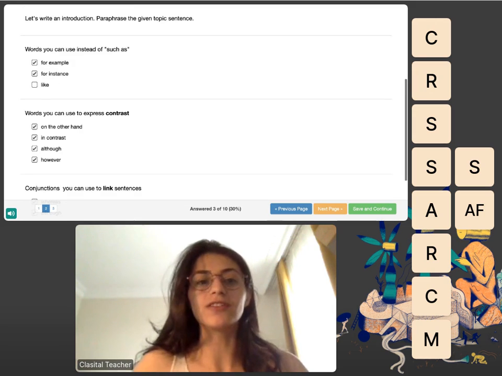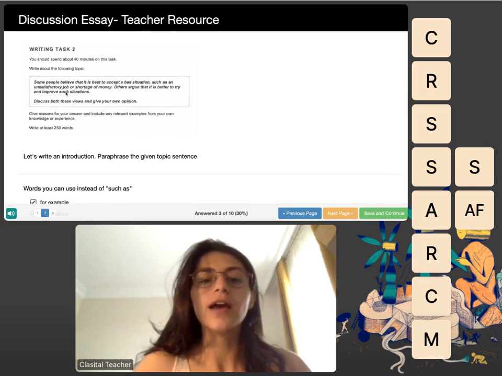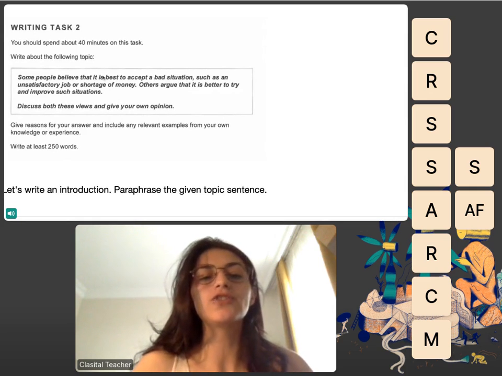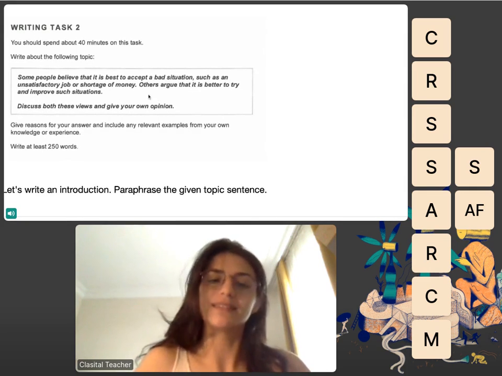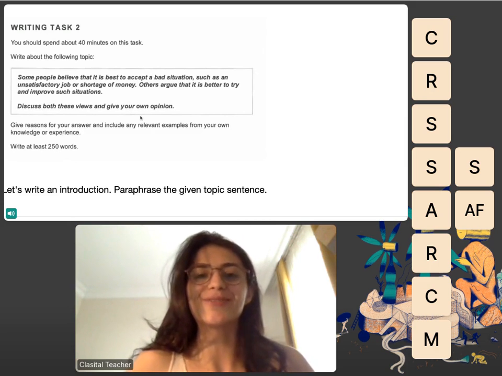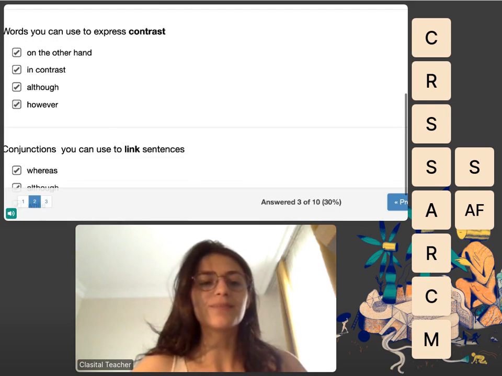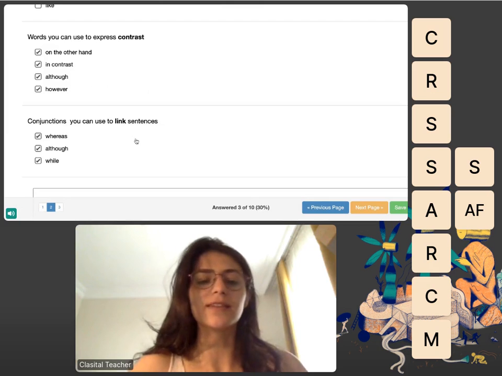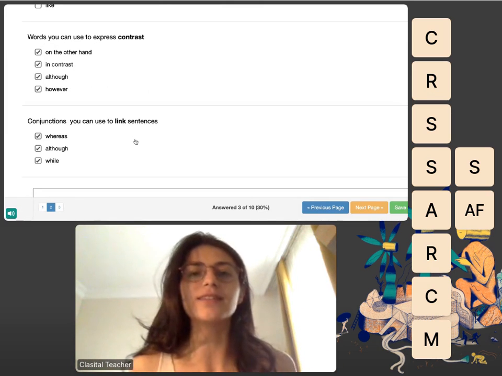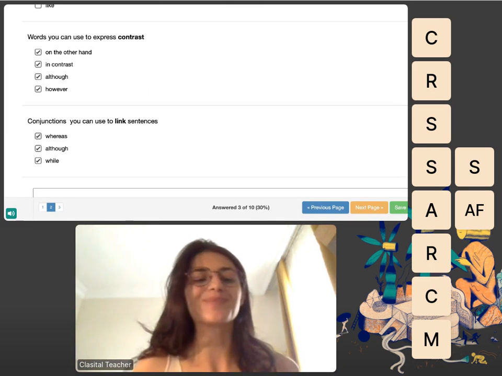So, whereas is actually a really good linking word that we can use to connect these two sentences together because they also talk about a contrast too, right? So, whereas, because it connects two sentences and because it gives a contrast, is very good to use here.